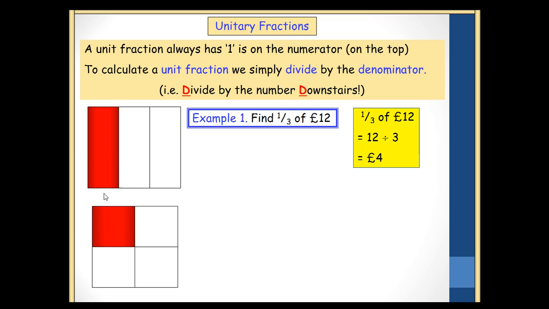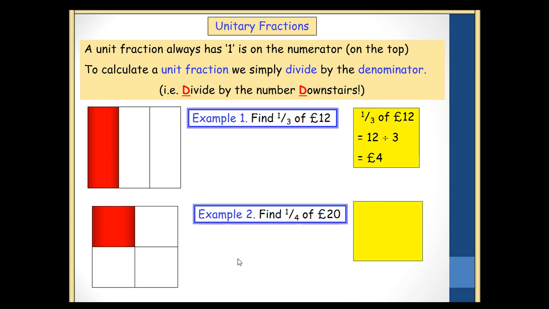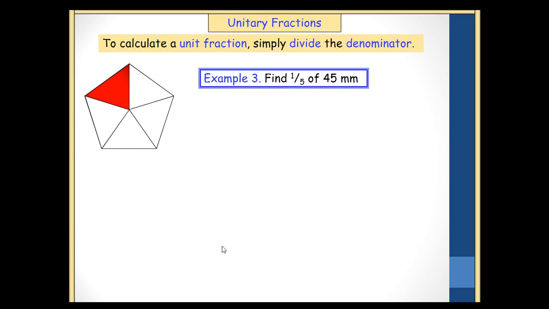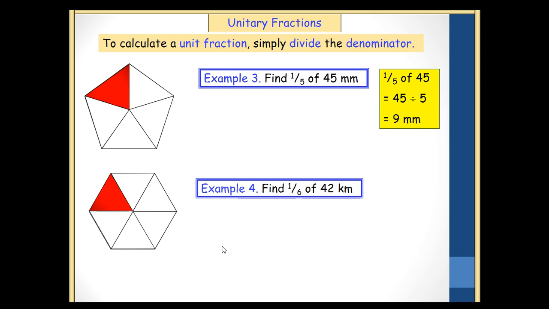What's represented here? 1 out of 4. That's a quarter of £20. What do we do? Divide by 4 and you get £5. A fifth, divide by 5 and you get 9. Notice if you're given millimetres, write millimetres. If you're given pounds, write pounds. So here a 6th of 42 kilometres is 7 kilometres. You could just answer those. I'm just reminding you you're dividing by the denominator.